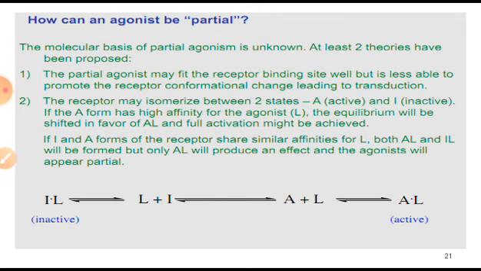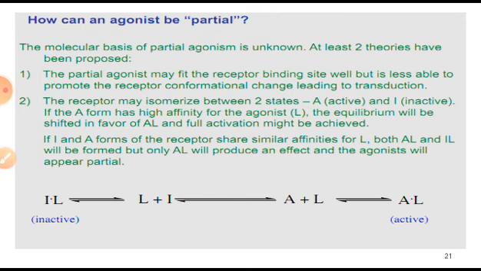If the A form has high affinity for the agonist L, the equilibrium will be shifted in favor of AL and full activation might be achieved, right? So if it is an active form, you can see here A plus L gives you AL. While if the I and A forms of the receptor share similar affinities for L, both AL and IL will be formed, but only AL will produce an effect and the agonist will appear partial.